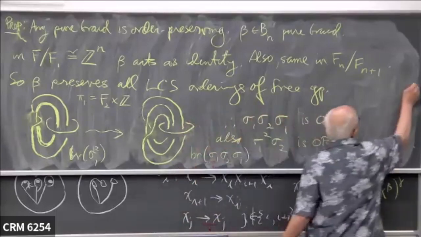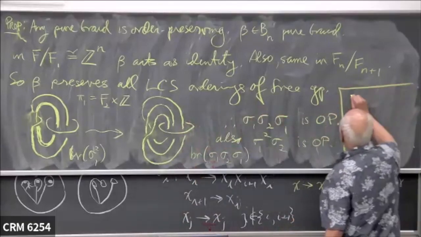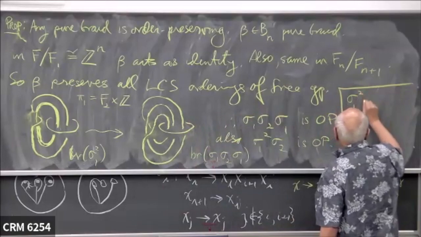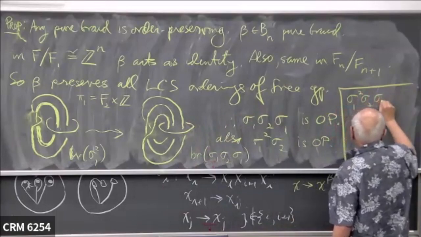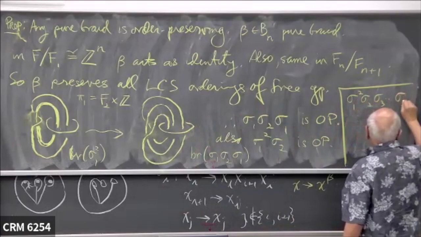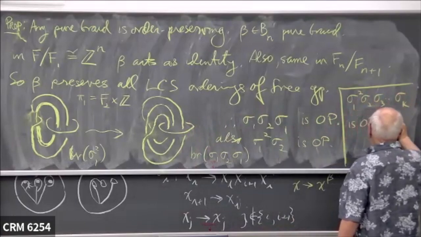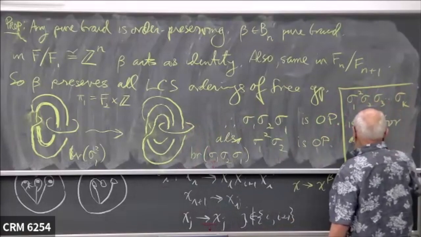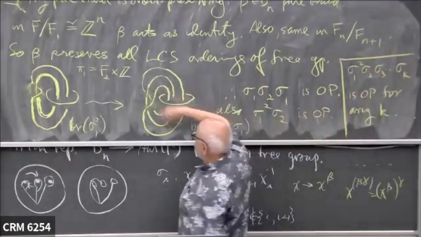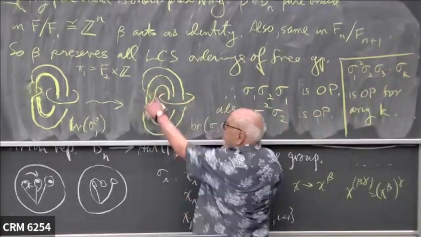Similarly, we can show that sigma 1 squared, sigma 2, sigma 3 up to sigma k, is order preserving, with a few more times. And we'll see.